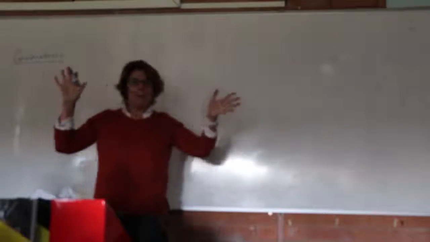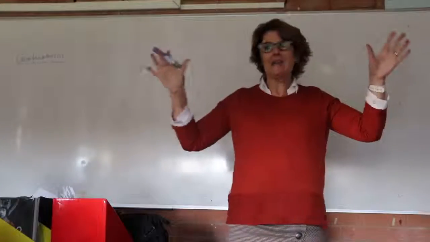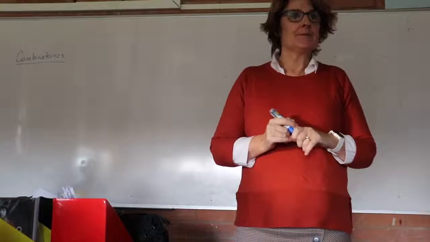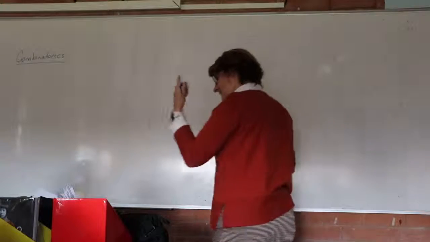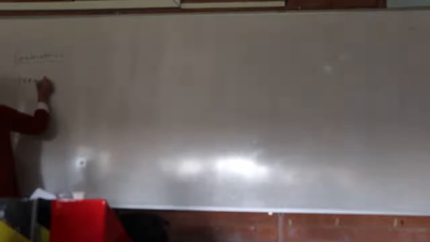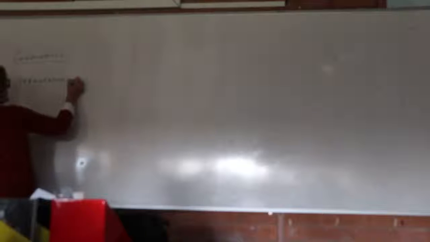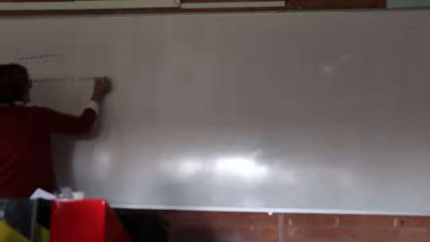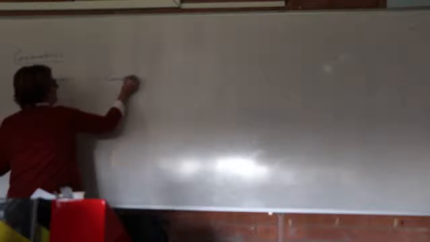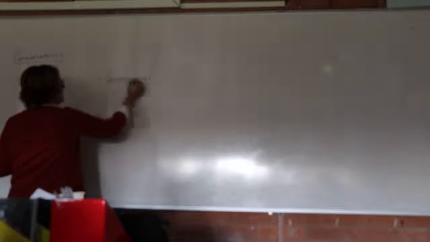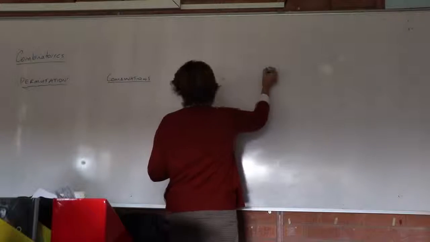For starters, what are the two main different parts to combinatorics? So we've got permutations and combinations. Order and number. And what's the other main section? Binomial, yeah.